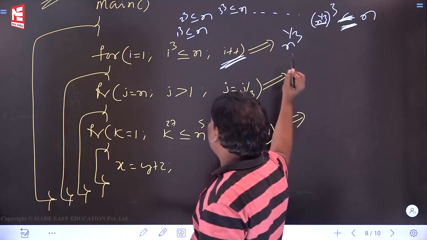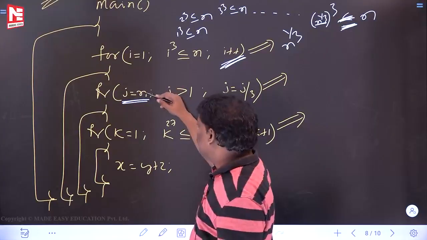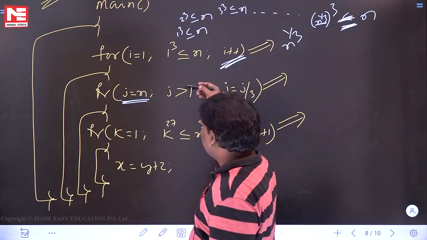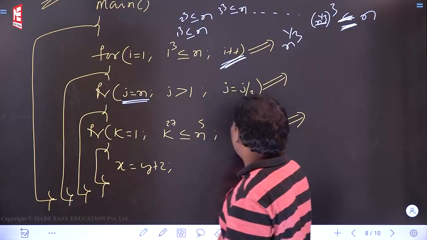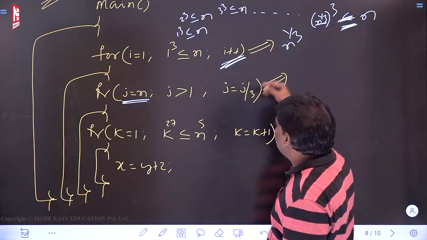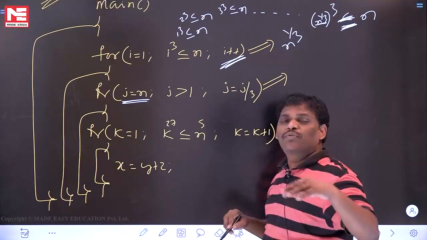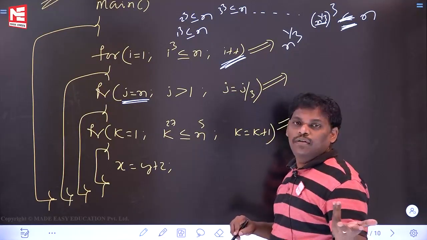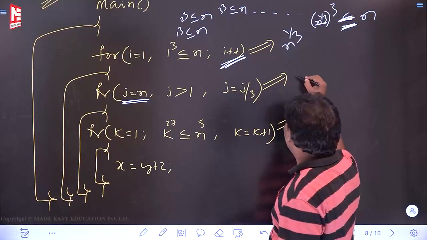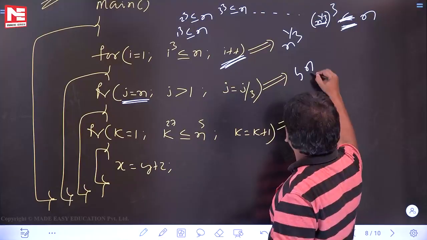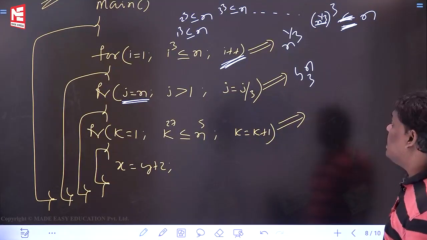Right, first one is n power 1 by 3. Second time, see this one. J started from a big number, and because it is a big number, you always decrease. Whenever J value becomes 1, fail. Right, you have to decrease. How is it decrementing? Always J divide by 3. If you always divide by 3, what is the answer? I think if you always divide, log n will come. If you divide always by 2, log n base 2. If you divide always by 3, log n base 3. First loop is n power 1 by 3. Second loop is log n base 3.